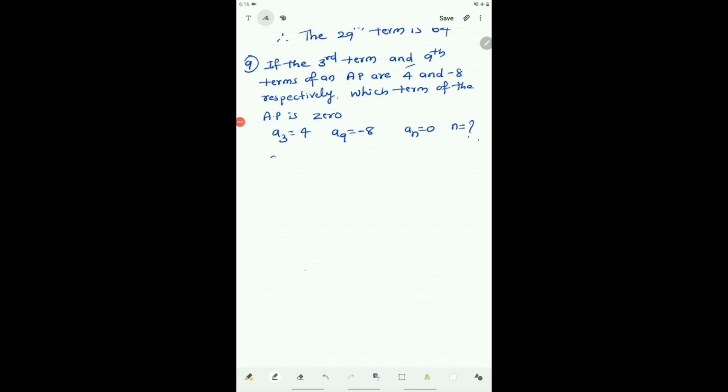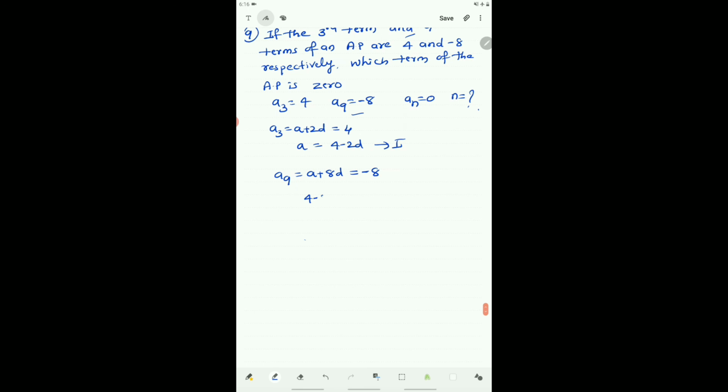And A3 means A plus 2D, that is 4. A plus 2D is equals to 4. That is A is equals to 4 minus 2D. Consider this is the first. This relation is the first one. And you take this A9. A9 is equals to A plus 8D is equals to -8. Then A is 4 minus 2D plus 8D is equals to -8.